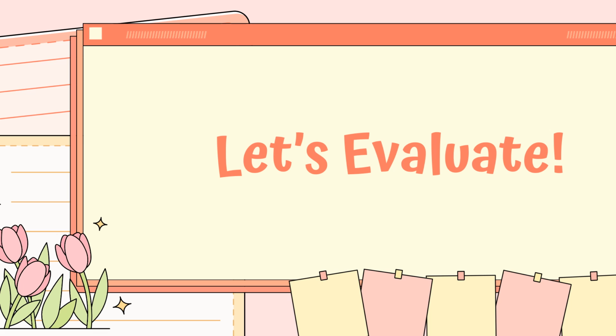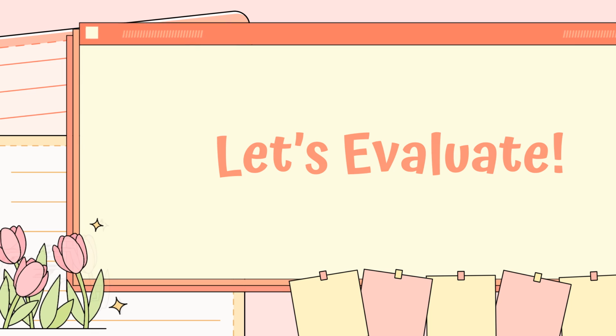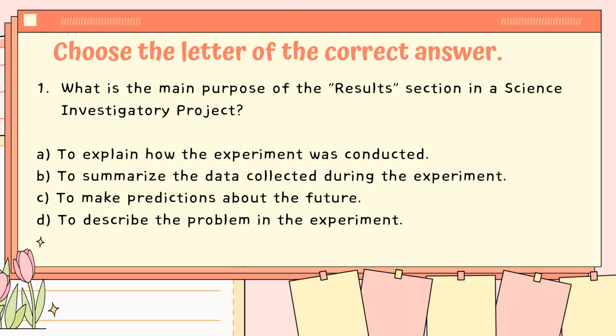Let's evaluate. Choose the letter of the correct answer. 1. What is the main purpose of the results section in a science investigatory project? A. To explain how the experiment was conducted. B. To summarize the data collected during the experiment. C. To make predictions about the future. D. To describe the problem in the experiment.